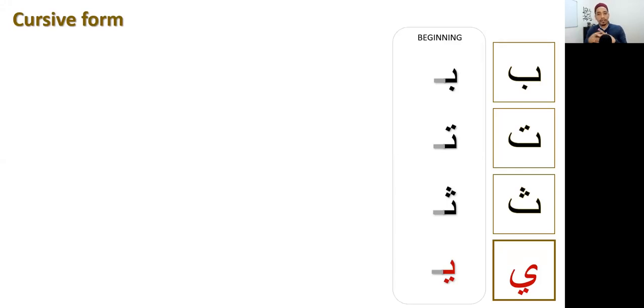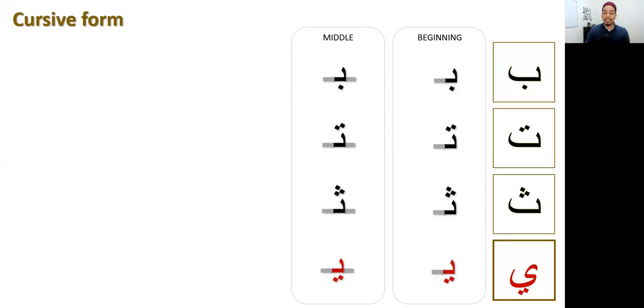So even though the ya would look different in isolation, when it comes to the joint form, it kind of looked like them, just with the 2 dots at the bottom. So this must never confuse you. Let's look at the middle. The ba, the ta looks the same, joining from both sides, quite simple. And the ya.